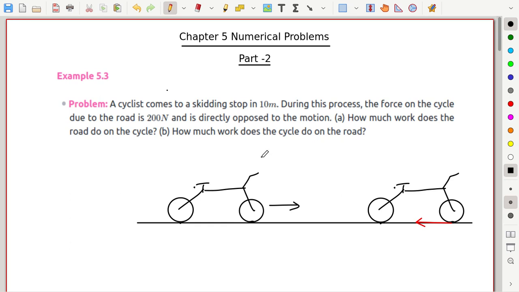Example 5.3, a book example. So this is the problem statement. A cyclist comes to a skidding stop in 10 meters. During this process, the force on the cycle due to the road is 200 newtons and it is directly opposed to the motion. So this force is a frictional force. How much work does the road do on the cycle? Similarly, how much work does the cycle do on the road?